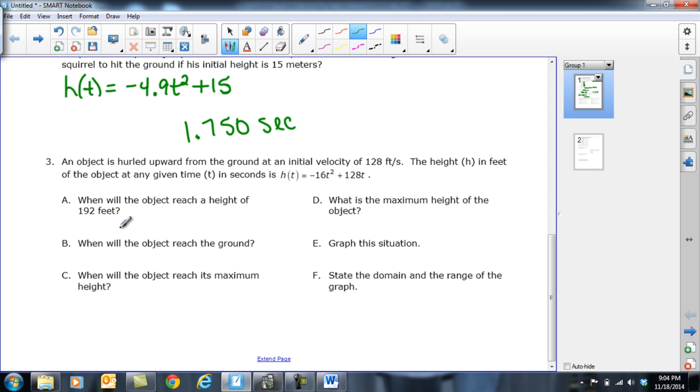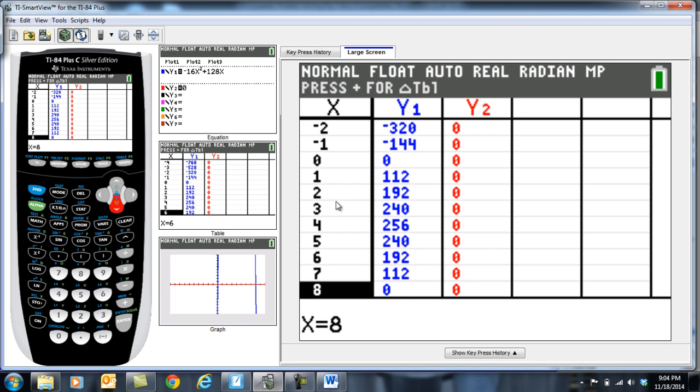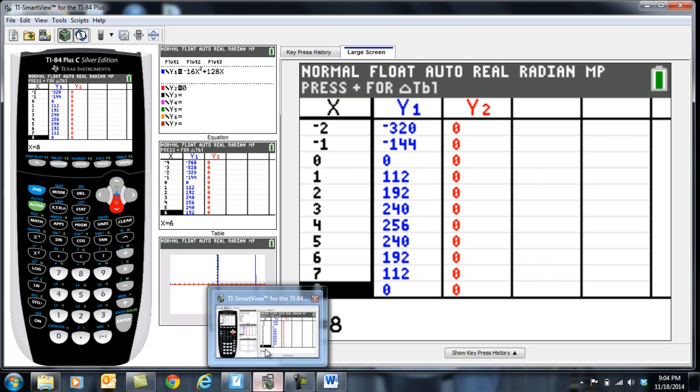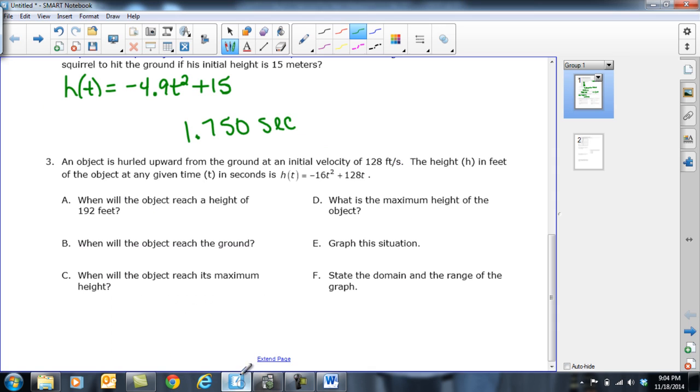So if I go here, the first question says, when will the object reach a height of 192 feet? Well, it looks like right here it's at 192, and then right here it's at 192. So it takes 2 seconds, and then again 6 seconds. Why does that happen twice? Because it goes up, and then it comes back down. That's why it happens twice. So at 2 seconds, and again at 6 seconds, it's at 192 feet.